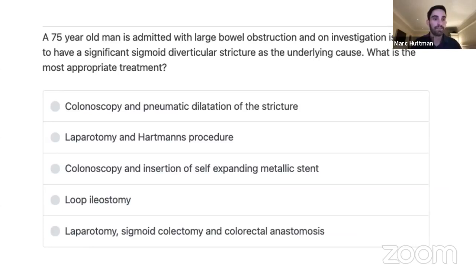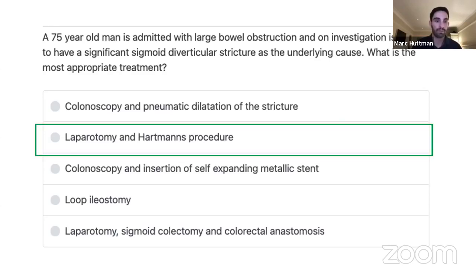Question three, a 75-year-old man is admitted with large bowel obstruction and on investigation is found to have significant sigmoid diverticular stricture as the underlying cause. What is the most appropriate treatment? So this is one of those complications of diverticulitis, which is a stricture and therefore large bowel obstruction. The answer is laparotomy and Hartmann's procedure.